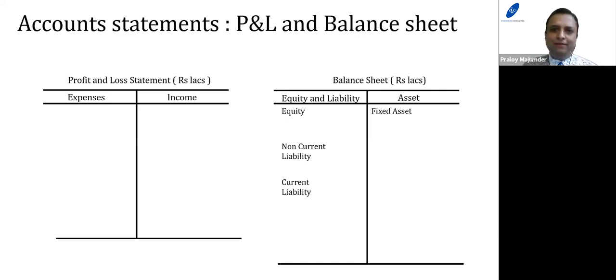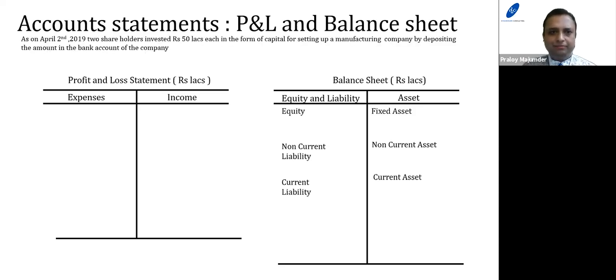On the asset side, we have fixed assets. Fixed assets are plant and machinery, furniture, fixtures, which are used for sales purposes. Then we have non-current assets, mainly investment in shares, investment in FD, which would be liquidated after 1 year. And then current assets like inventory and receivables, which would be converted into cash within 1 year. So these are the three items of the balance sheet asset side.